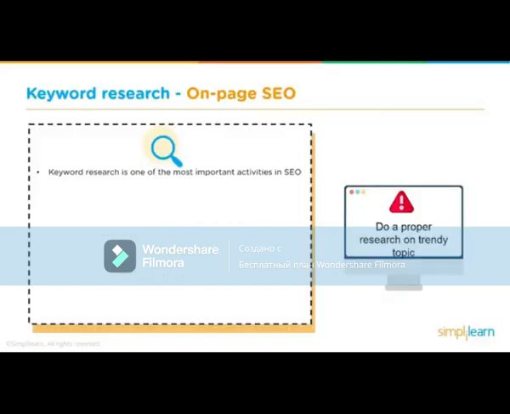And before we do anything with our website, the first thing we need to do is understand what keywords we want to rank for. In order to understand what keywords we want to rank for, we need to do keyword research. And if you do anything in SEO, keyword research is the most important activity. That's the most important thing you can do for SEO.